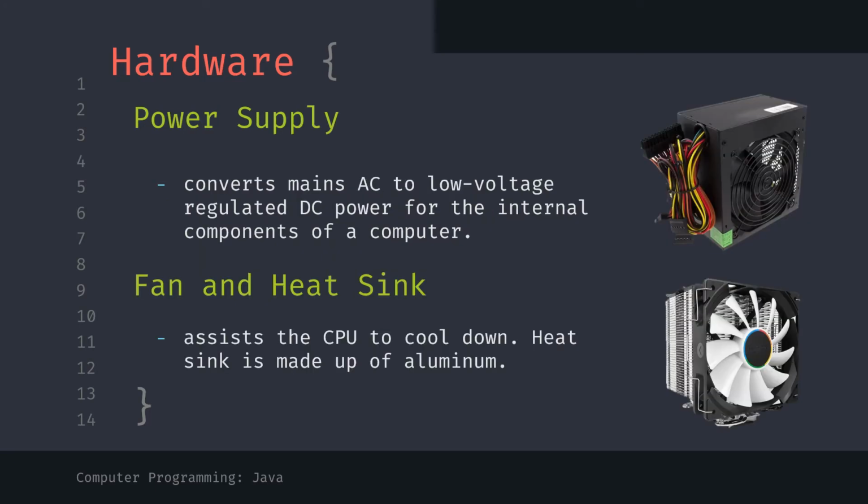Power supply. The power supply converts main AC to low voltage regulated DC power for the internal components of a computer. The fan and heat sink assist the CPU to cool down. Heat sink is made up of aluminum.